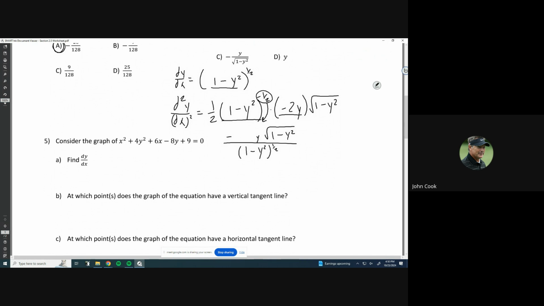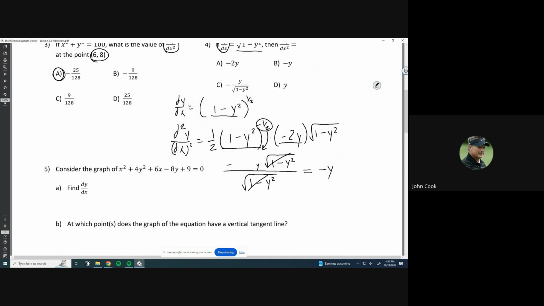And then also, if I just rewrite this part, because it's a 1/2 power, that becomes the square root. So square root of 1 minus y squared. And then these will cancel out too, leaving you just with negative y. So negative y should be the answer, B, for this one.